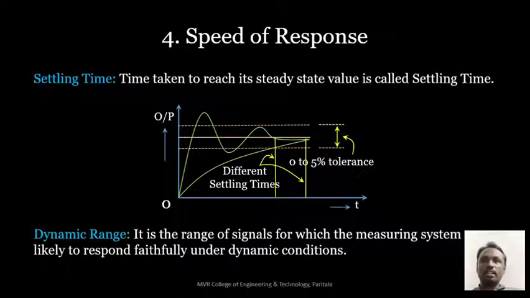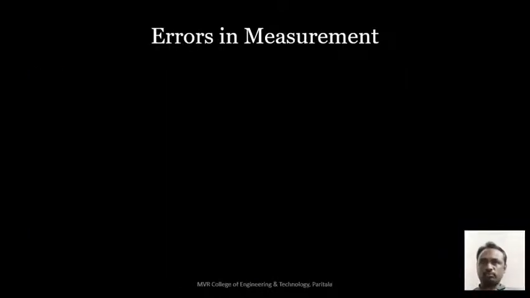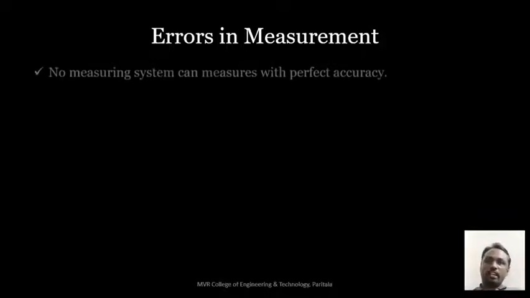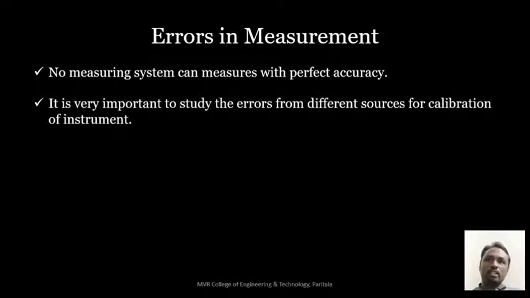So the next one is errors in measurement. No measuring system can measure with perfect accuracy. There is no instrument that can identify with perfect accuracy. So we have to calibrate that instrument as per our requirements. If you want to calibrate that instrument, we need to study errors. So it is very important to study the errors from the different sources for calibration of the instrument.